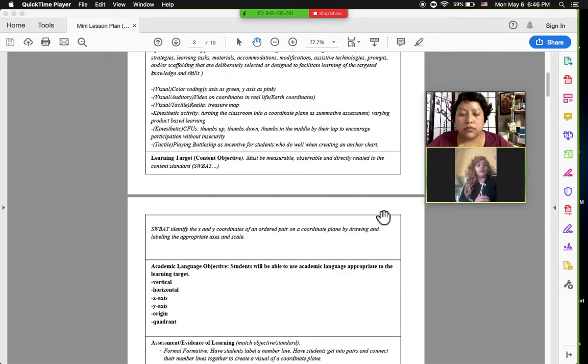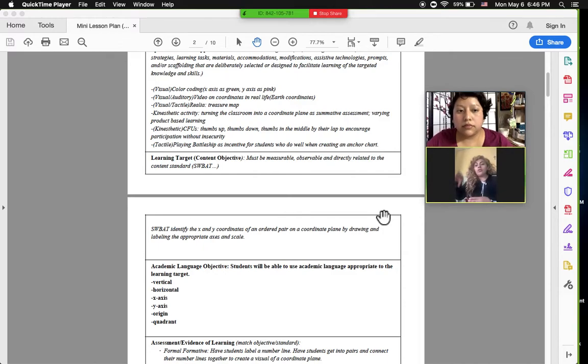Kinesthetic activities: turning the classroom into a coordinate plane as a summative assessment. Varying product-based learning. One teacher that does this, another sixth grade teacher at our school, had cleared the whole classroom and just duct taped the x and the y axis and really used it as a playing field for battleship. So that was very cool.